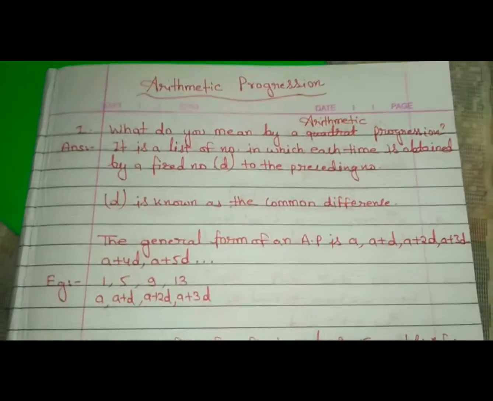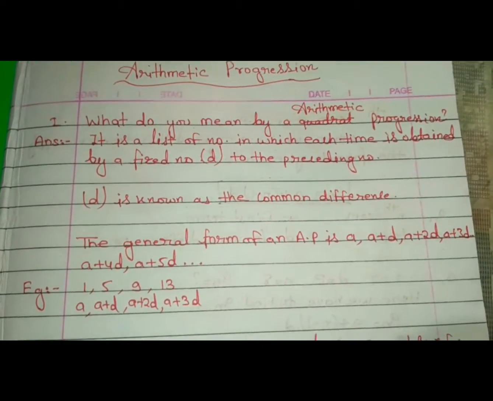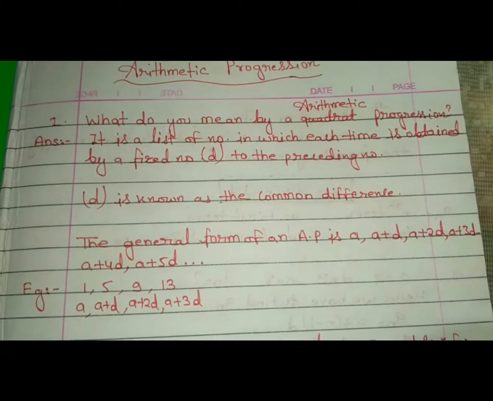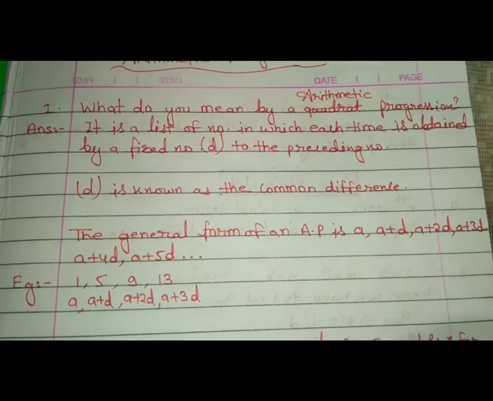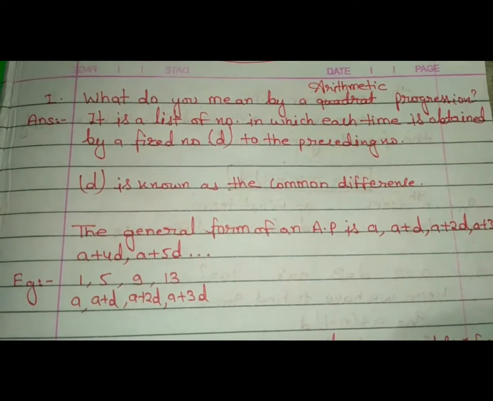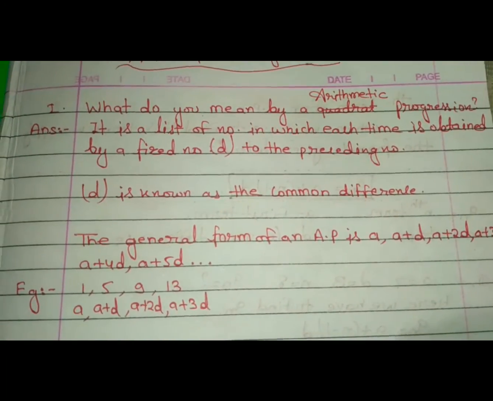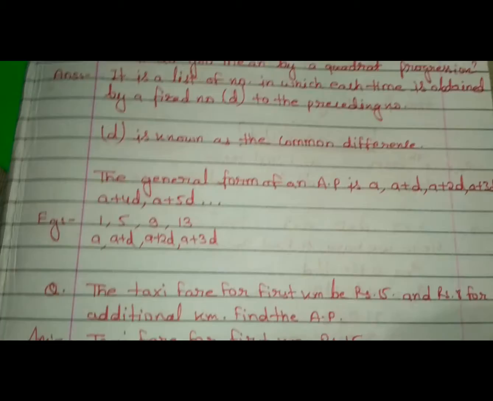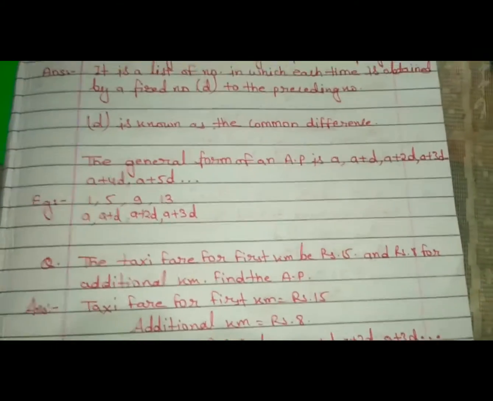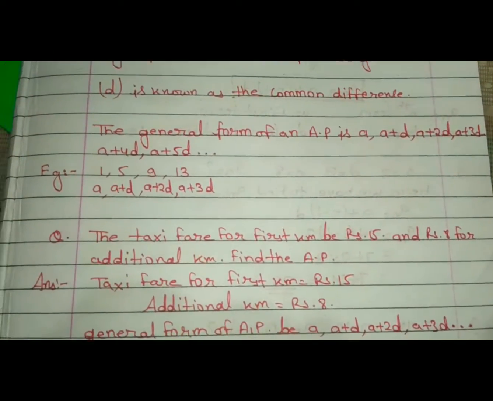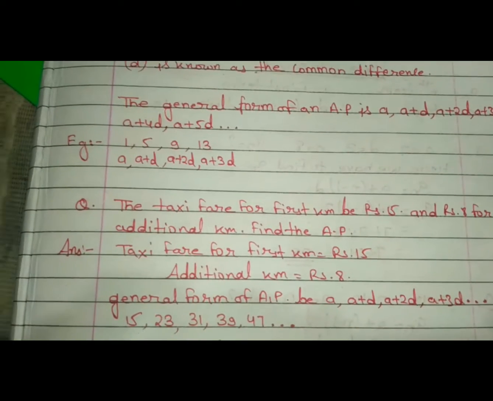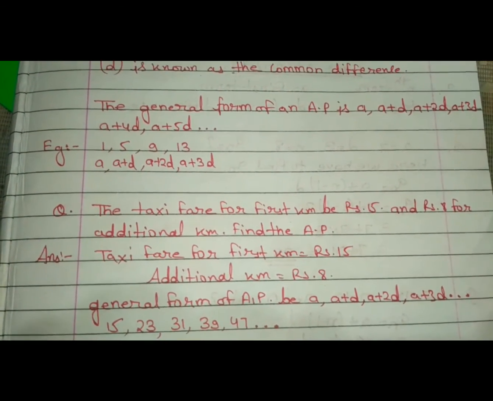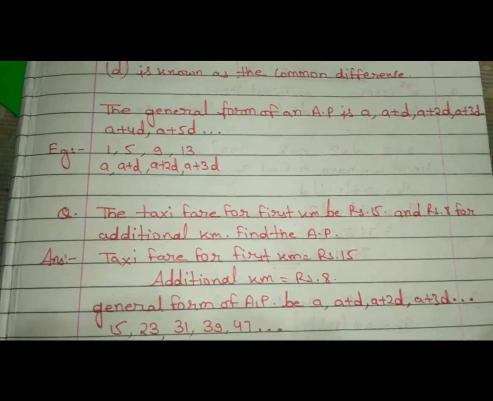So firstly, what do you mean by an arithmetic progression? It is a list of numbers in which each term is obtained by adding a fixed number to the preceding number, and d there is known as the common difference. The general form of an arithmetic progression is a, a plus d, a plus 2d, a plus 3d, a plus 4d, a plus 5d, and so on.